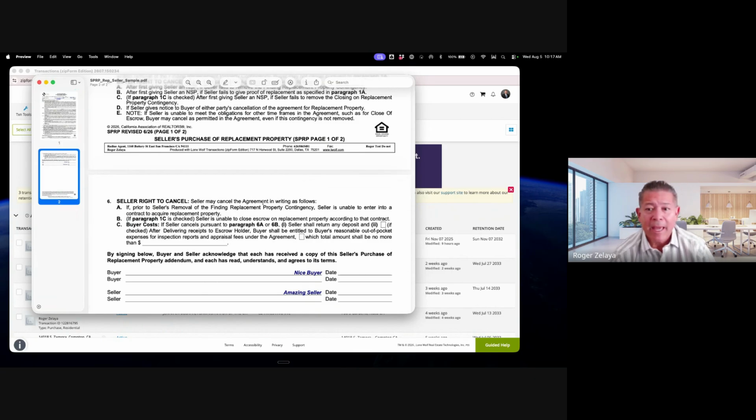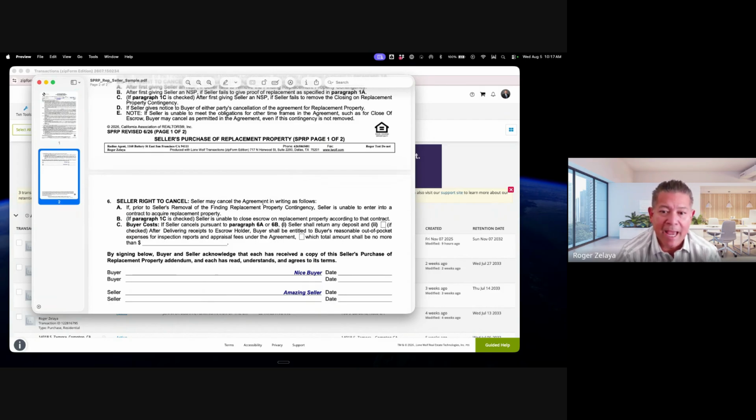Now, I am representing the seller in this case. So 6C, I'm going to leave it blank, right? Because buyer's cost. If seller cancels pursuant to 6A or 6B, which is they couldn't close, seller shall return the deposit.